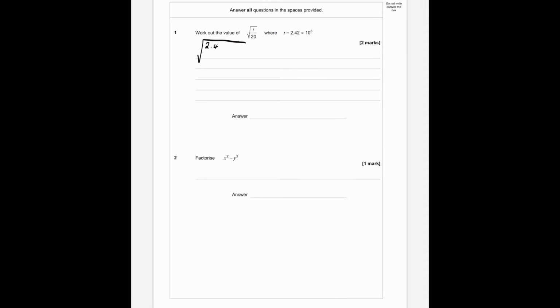Alright, let's crack on. The square root of t over 20, replacing t with 2.42 times 10 cubed. Dividing 2.42 by 2 and 10 cubed by 10 gives me 1.21 times 10 squared. 1.21 times 10 squared is 121. Root 121 is 11. Difference of two squares factorisation: x plus y, x minus y, for question 2.